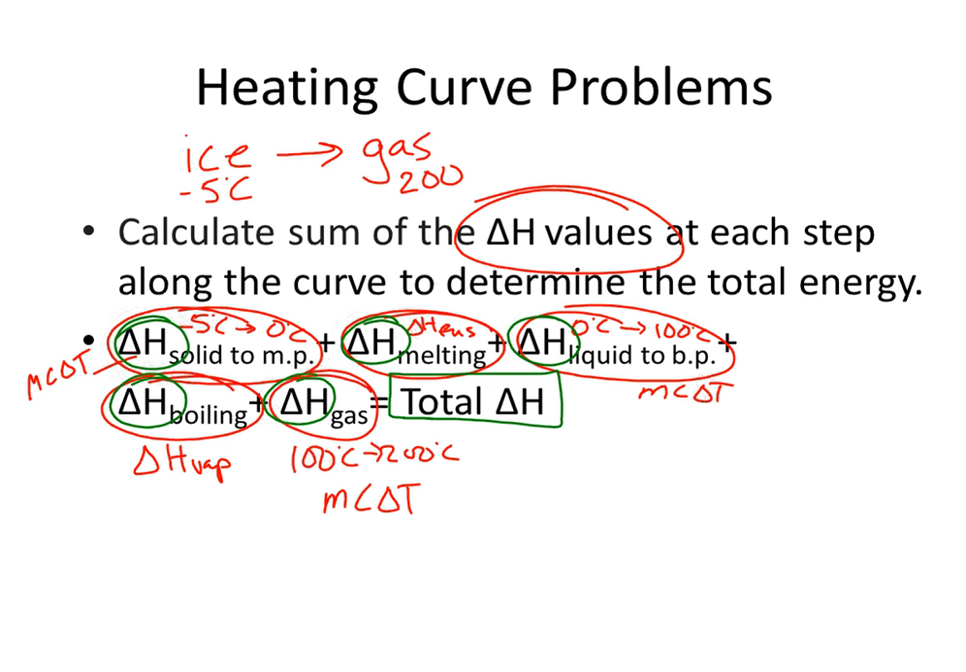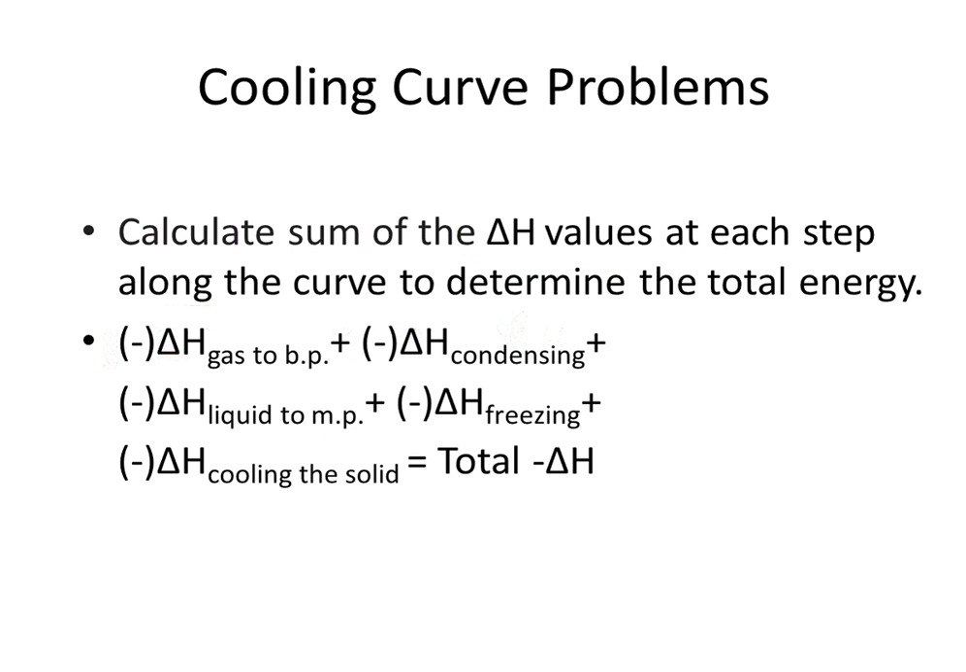Okay? Now, when it comes to a cooling curve problem, it's the same process. It's the same equations to use. The values may be different as far as the temperatures, okay? But it's the same process because all I would be doing is my delta H's would all be negative because when I cool things down, like I said, that's an exothermic process. So again, this gas to boiling point, that means I have a gas and I'm cooling it down to get to the boiling point so it'll condense.